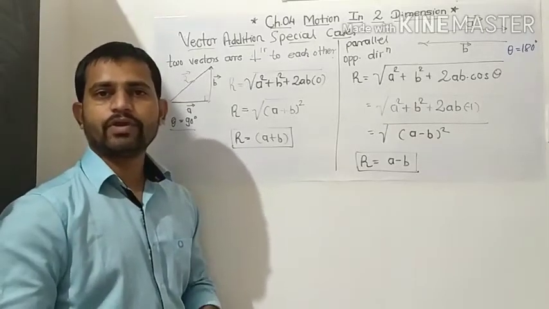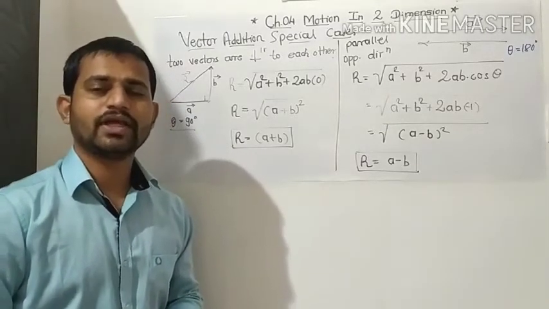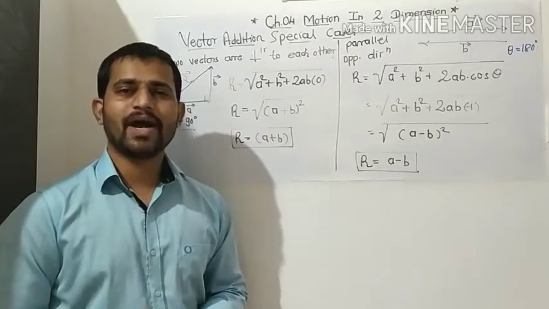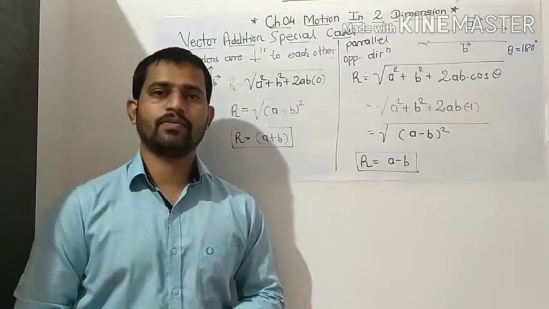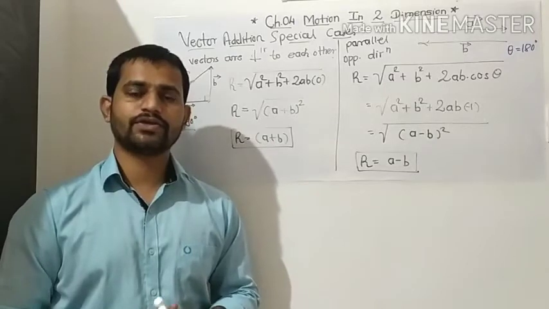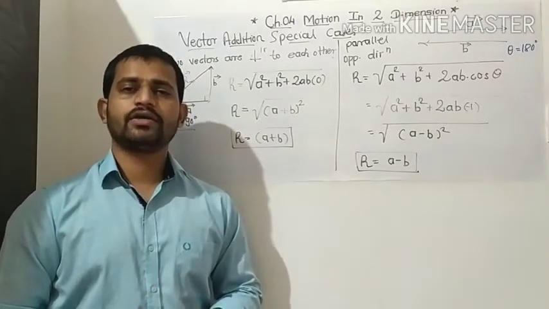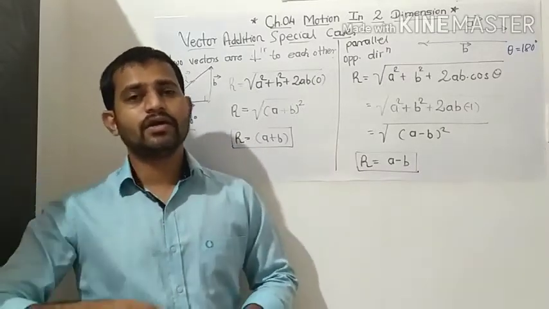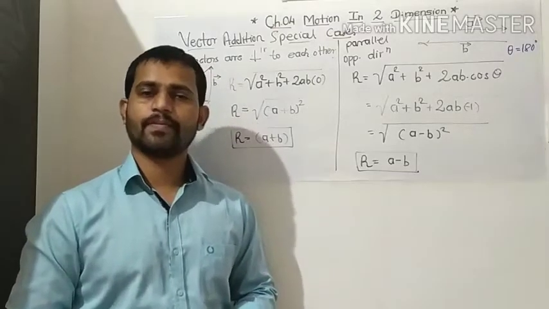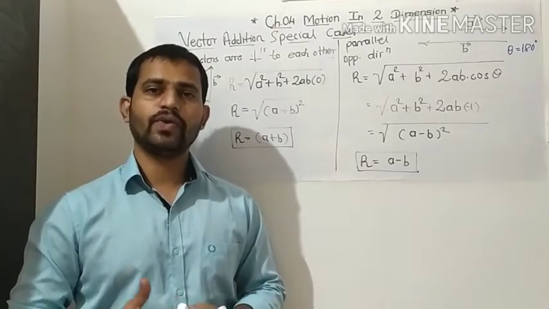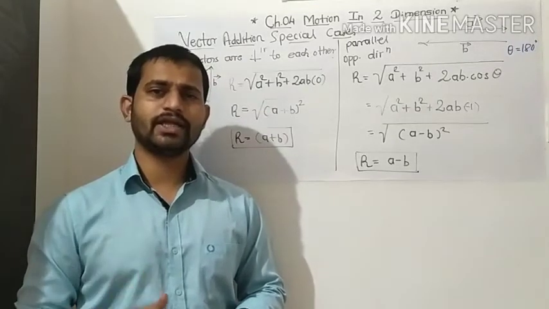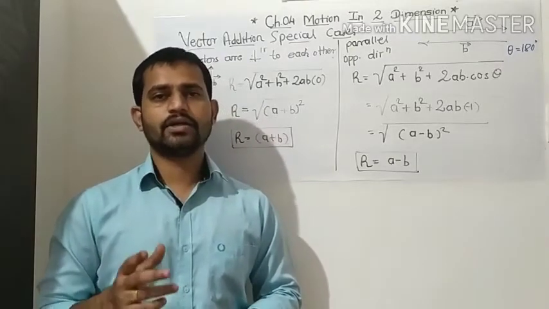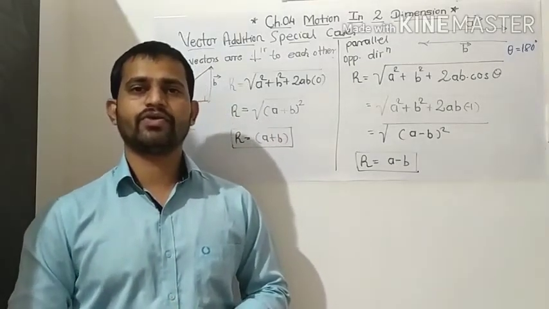So when we have to add two vectors, if we can't apply only the triangle law or only the parallelogram law, then we have to combine the triangle law and the parallelogram law. The resultant is found by knowing the angle between those two vectors. When the two vectors are parallel in the same direction, theta is 0 degrees. When they are parallel but in opposite directions, theta is 180 degrees.